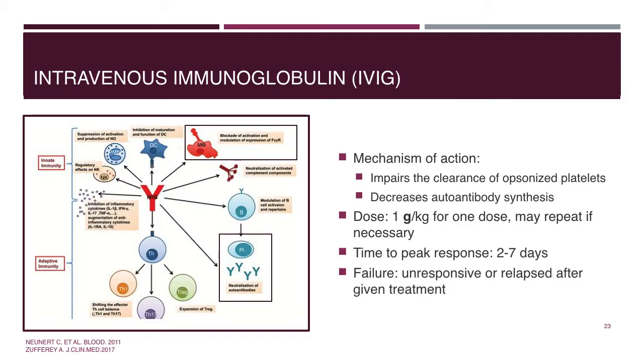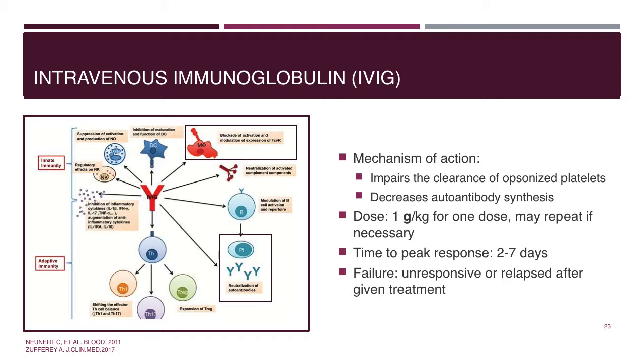IVIG is also one of the first-line agents for ITP, and the mechanism is very multifactorial in nature, as you can see here by the depiction on the left-hand side of the slide. But the mechanism in ITP involves the impairment of the clearance of these opsonized antibody-coated platelets, and also it plays a role in decreasing autoantibody synthesis.